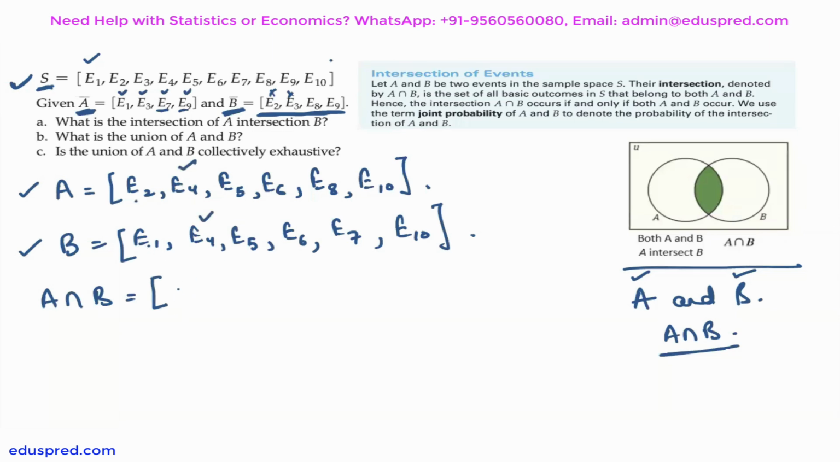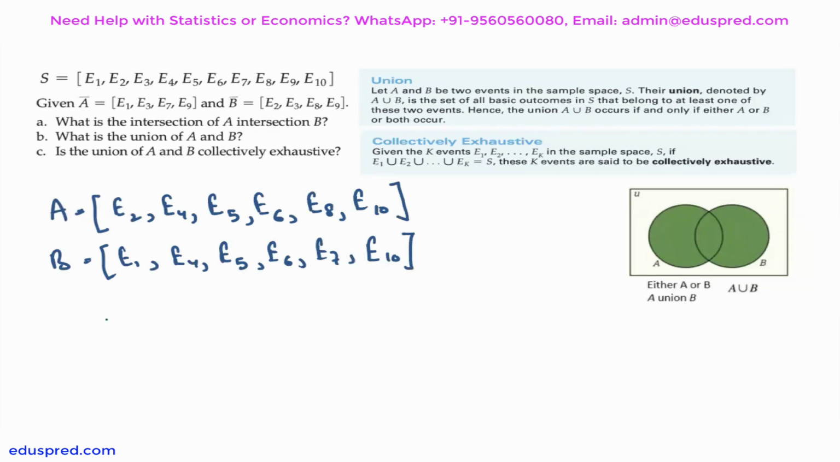What about E4? So now E4 is a common outcome. It is a part of A and a part of B. Similarly, E5 is a part of both. E6 is also a part of both. E7 is in B but not in A. E8 is in A but not in B. E10 is again in both A and B. So therefore E10. So this is how we can find A intersection B. A intersection B is equal to E4, E5, E6 and E10.